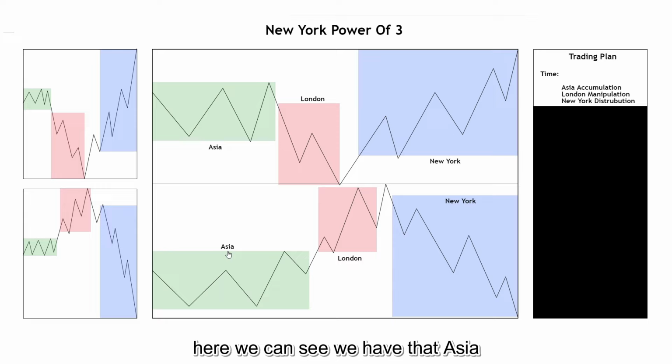And down here we can see we have that Asia accumulation, followed by that push to the upside during the London session. We have that push higher during the New York, followed by that distribution lower. This is the Power of 3 in a bearish and bullish scenario.